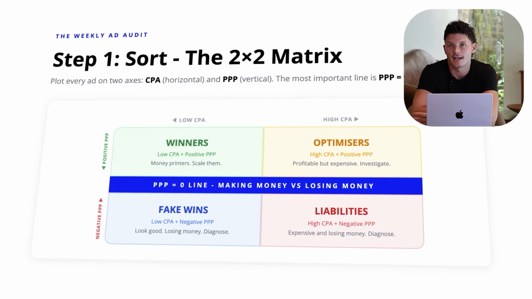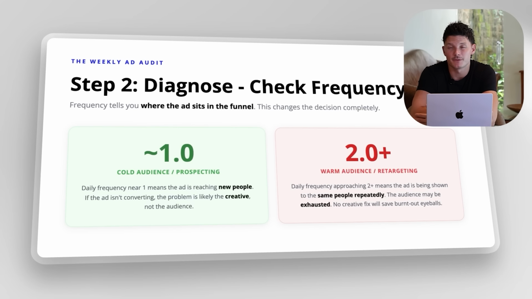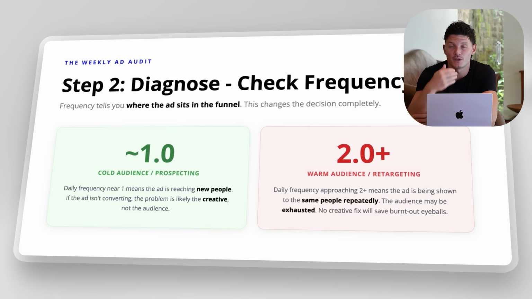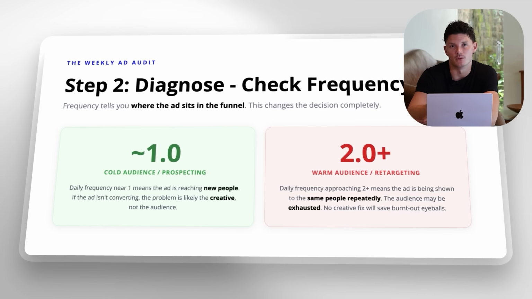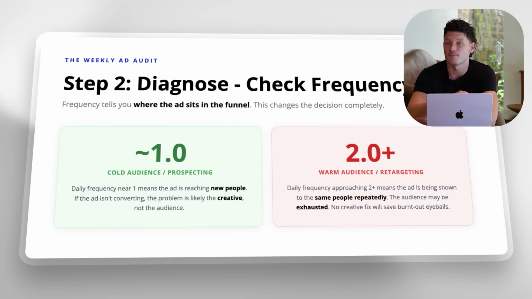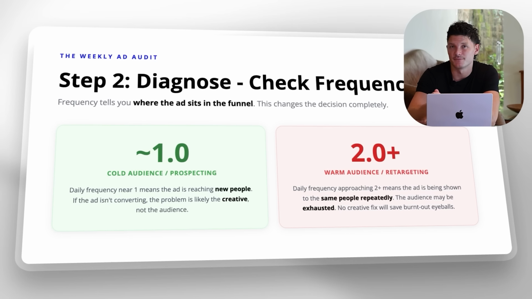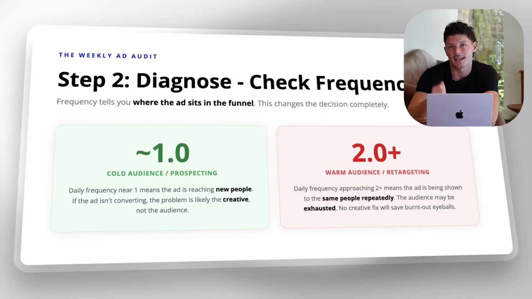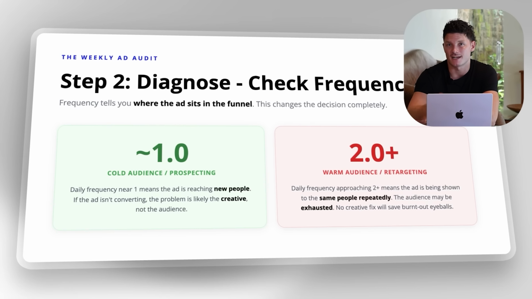So once you've sorted your ads into a matrix, you look at the next number, which is frequency. Daily frequency tells you whether the ad is reaching new audiences or repeatedly the same people. A frequency closer to 1 is usually a prospecting ad. New audience, fresh eyeballs. A daily frequency around 2 usually means it's more of a retargeting ad, or it could mean that audience is getting saturated. That ad is being shown to the same people again and again. And that changes your next step decision drastically.